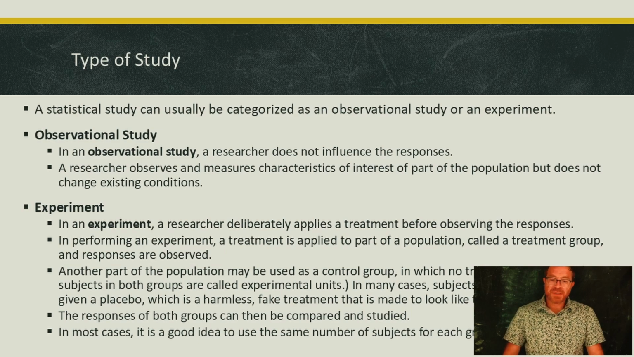So the responses of both groups can then be compared and studied, and this will allow us to have a baseline. Our control group is our baseline where we see, okay, this is what happens when no treatment is added to the mix. The treatment group is then compared to it. Did it increase? Did it decrease? Or did it not really seem to change at all? In most cases, it's good to use the same number of subjects in each group. This is not always a requirement, but if possible, you definitely want them to be about the same size so that you can know that it's not going to be some sort of difference just because of the size of the groups. And you'll see this later on in the course when we talk about different sized groups between one thing and another.